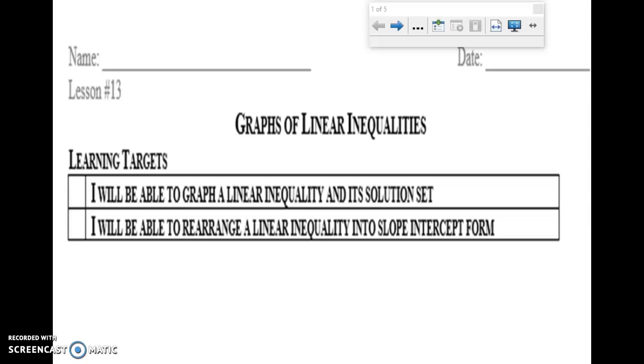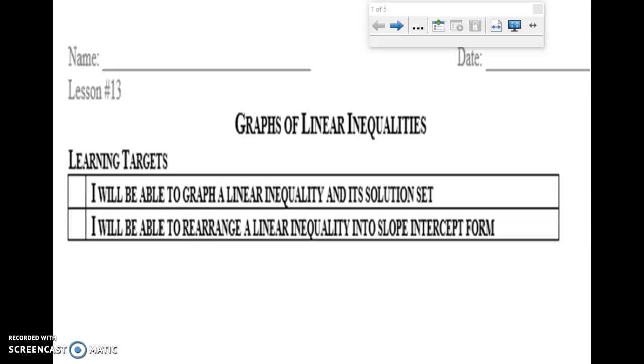With a lesson on graphing linear inequalities. And by the end of it, you should be able to graph a linear inequality and its solution set on a coordinate plane, and you'll be able to rearrange a linear inequality into slope-intercept form.